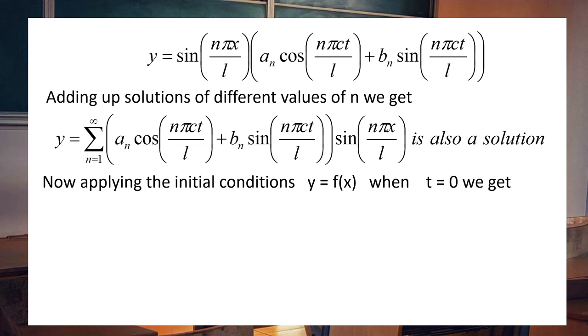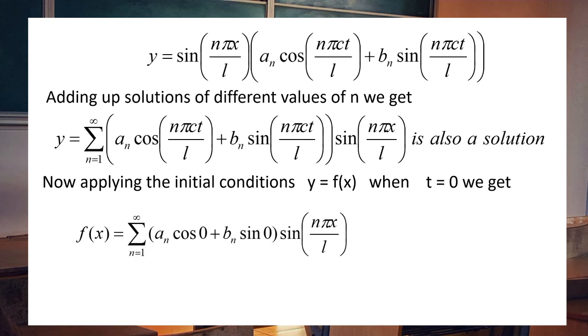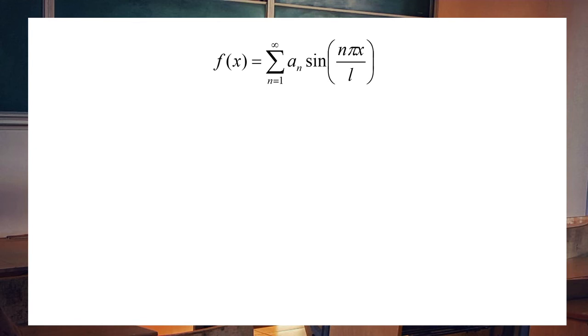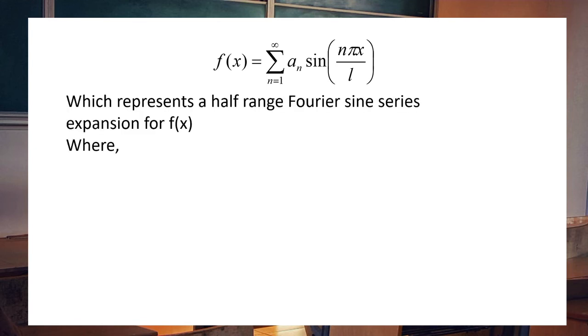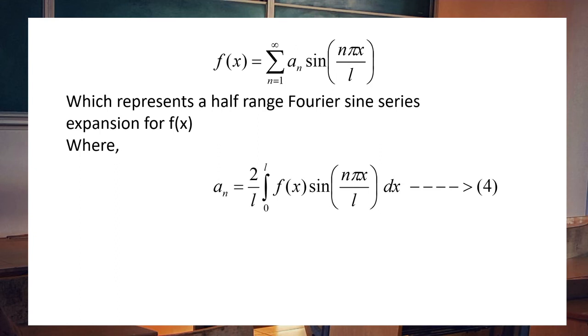Now applying the first initial condition, y equal to f of x when t equal to 0. Put t equal to 0 and y equal to f of x. What we get, f of x equal to sigma n from 1 to infinity an sin n pi x by L, which is nothing but the Fourier sine series of the function f of x. Therefore we have the equation for an as 2 by L integral 0 to L f of x into sin n pi x by L dx, equation number 4.